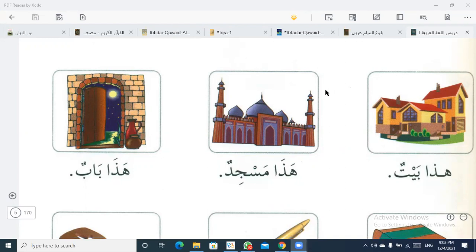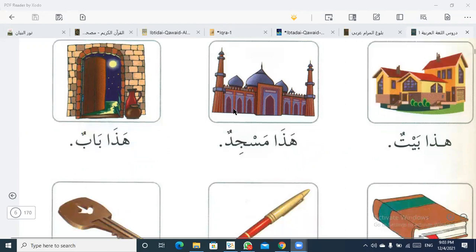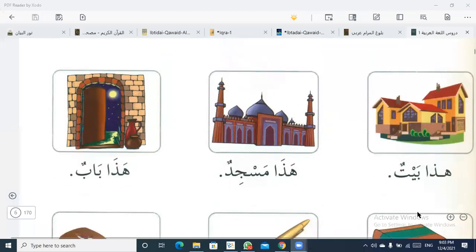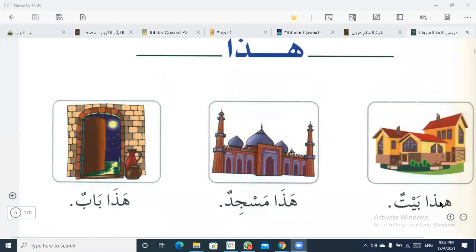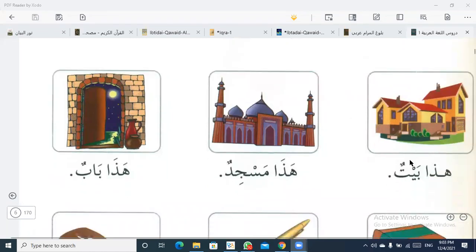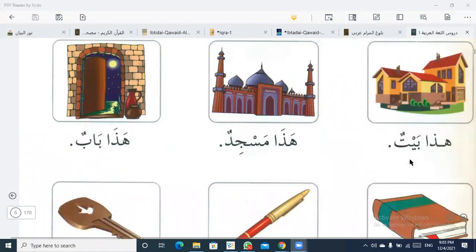Sister Suad, unmute your mic and read this. Hada baitun. Okay, haza baitun means this is a house. Haza masjidun. This is a mosque. Haza babun. This is a door.